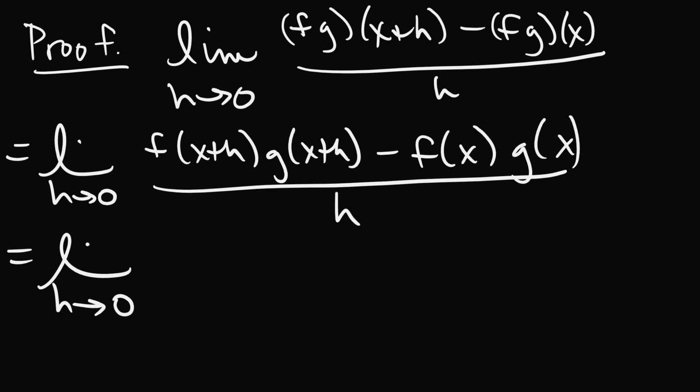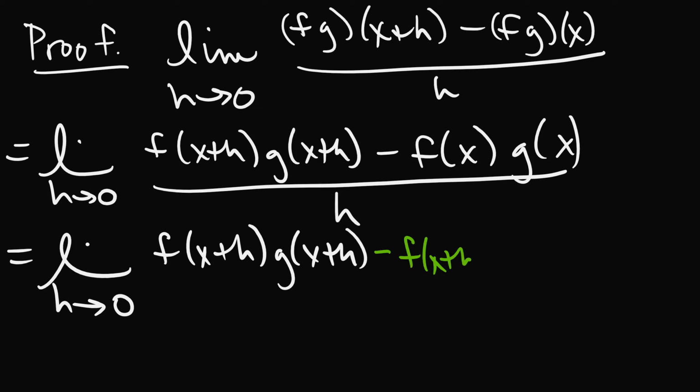All right, now what? Well, sort of working backwards from where we need to be motivates us to add the following well-chosen form of 0. So I'm going to add and subtract the same quantity here.